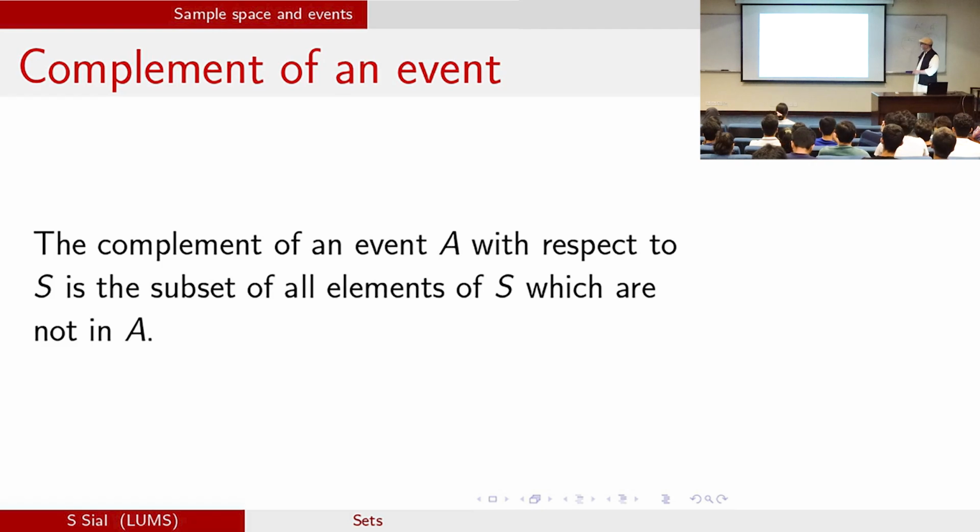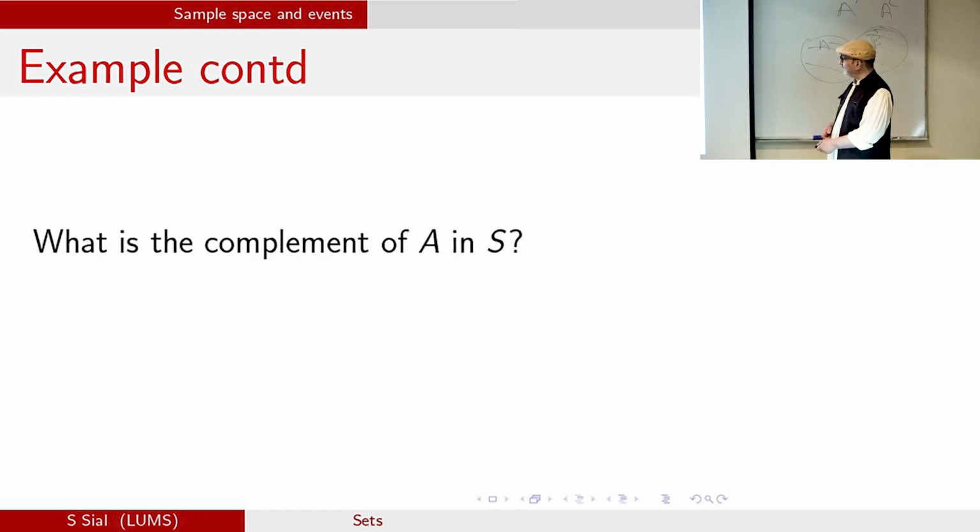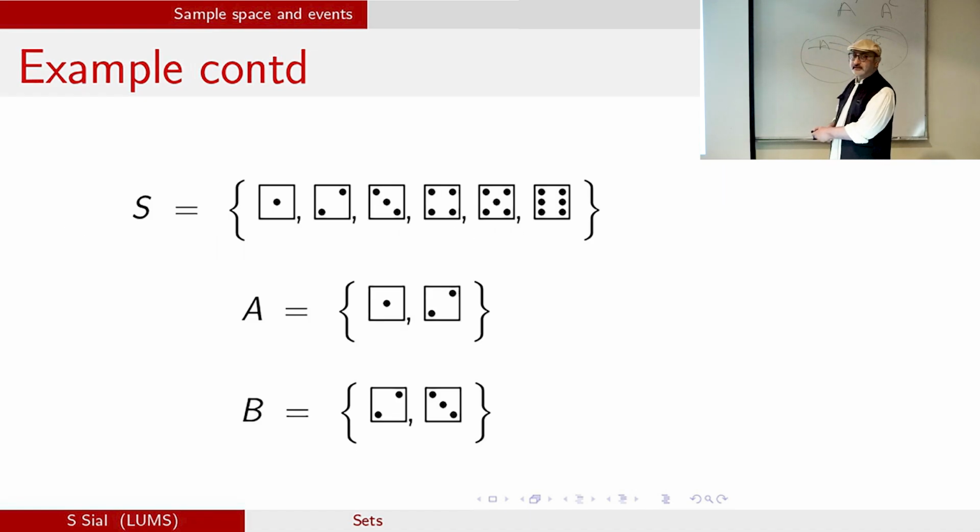Okay, so if you had an event A, its complement is also a subset of the sample space. So the complement of A is also an event. Remember we had the rolling the dice example. We had events A and B. Now, what's the complement of A in S? Rolling a 3, a 4, a 5, or a 6. What's the complement of B? 1, 4, 5, 6. So, to find the complement of A, take everything in S and throw out rolling a 1 and rolling a 2. To find the complement of B, take everything in S but throw out 2 and 3, everything in B.